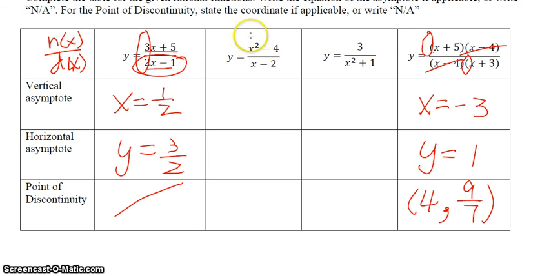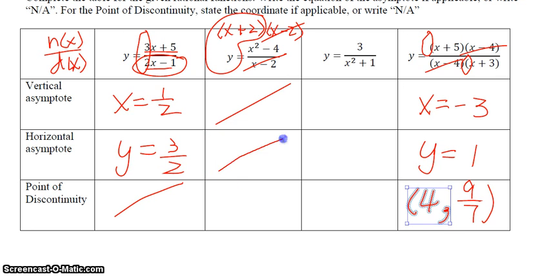Well, how about this one? This one, the top reduces to x plus 2, x minus 2. The x minus 2, x minus 2, they cancel out. So the whole expression is just a linear line. So no horizontal asymptote, no vertical asymptote, because it's just a straight line.